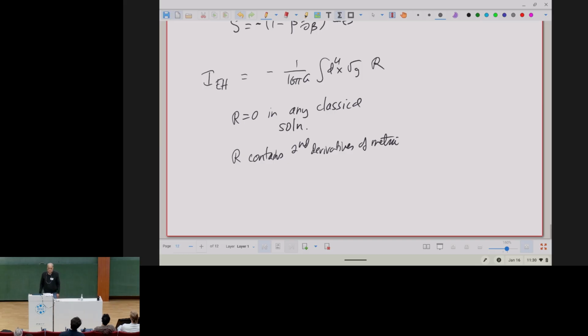So in ordinary quantum mechanics, if you want to calculate quantum transition amplitudes, it's not a good idea to use an action that has second derivatives of the metric. So let's discuss, first of all, something that works and then something that doesn't work.